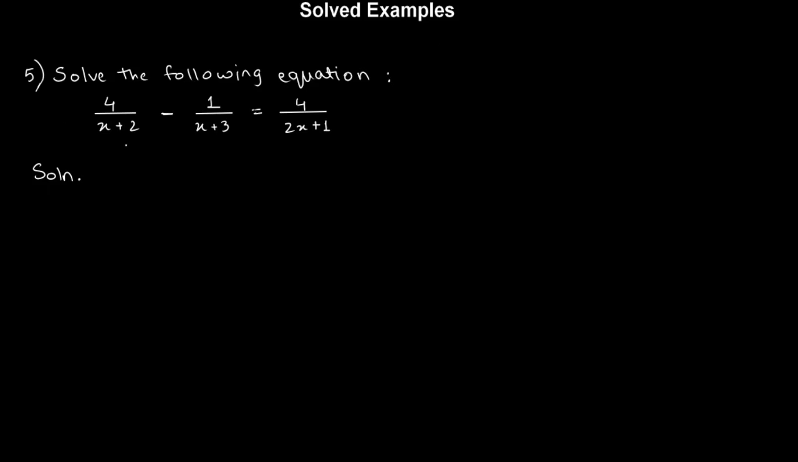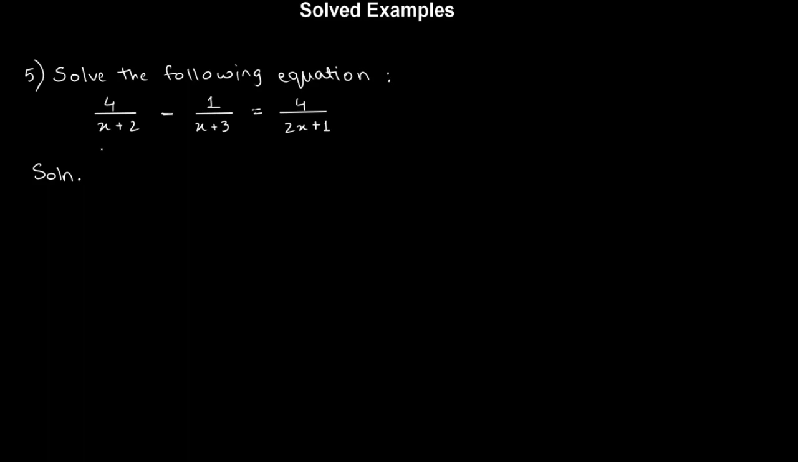The question is asking us to solve the following equation: 4 upon x plus 2, minus 1 upon x plus 3, which is equal to 4 upon 2x plus 1. Now, this directly doesn't look like a quadratic equation. So what we need to do is simplify it a little by taking the LCM at all of these junctures here, and then hopefully it reduces to a quadratic equation, which you can solve by the factorization method.